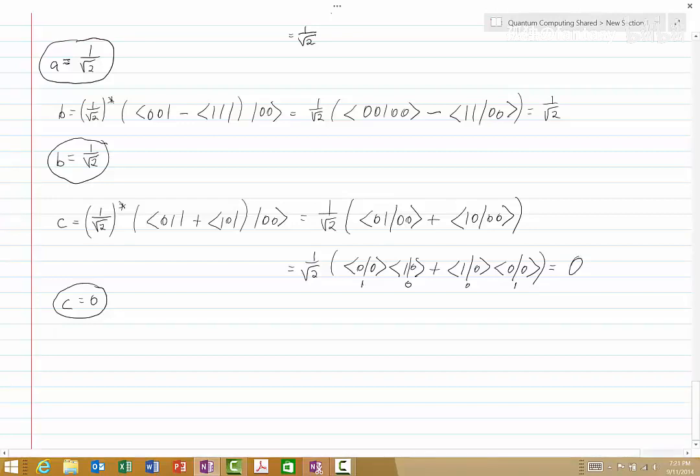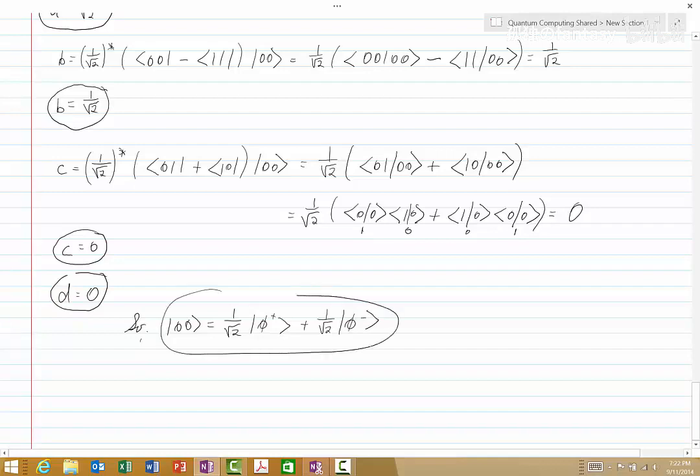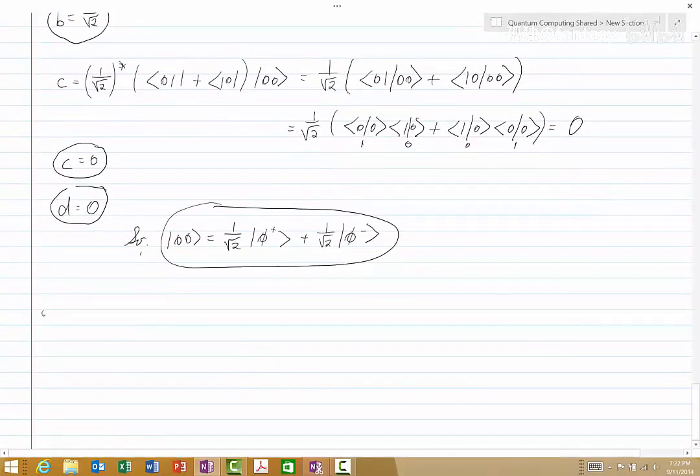And finally, D, the work is essentially exactly the same, and D will be equal to 0. And so what we find is that 0, 0 is 1 over square root of 2 phi plus plus 1 over square root of 2 phi minus. This is the answer to this exercise, and let's just check it to make sure.